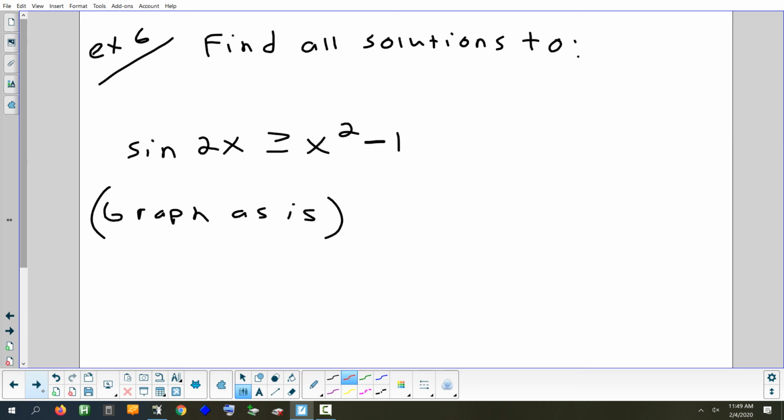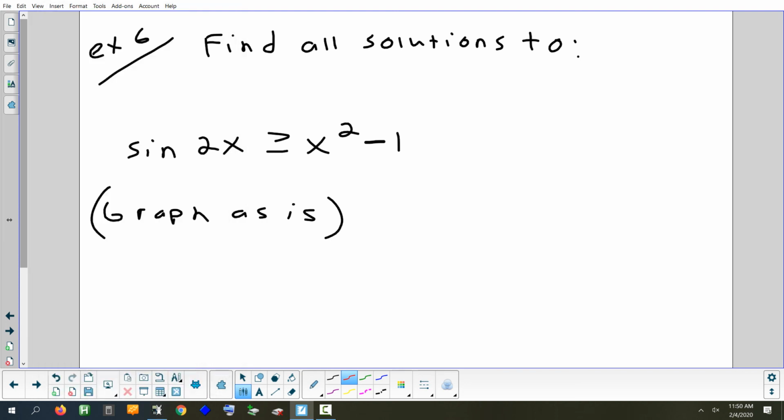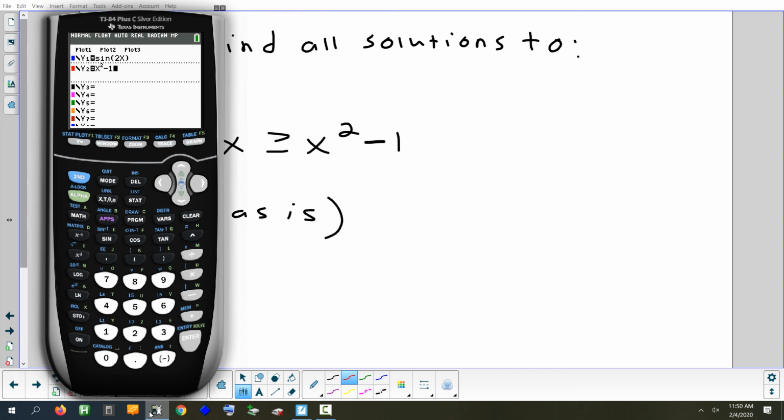All right, let's try this one. Now it just says graph it as it is. Don't move anything around from side to side. Okay, so let's put in sine 2x and x squared minus 1. So remember, x squared, that's a parabola. So I'm going to have a sine wave, and I'm going to have a parabola. And I want to know where the sine wave is above or equal to my parabola. Okay, let's do zoom. I'm just going to do zoom 7 to start me off.